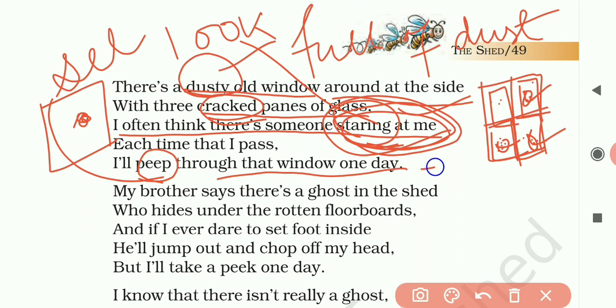Again he says, the little boy again curiously says, फिर से curiously कहता है कि I will peep through that window one day. एक दिन मैं ज़रूर इसको झांक के देखूंगा. One day I will try to see through the window, or I would try to see through the cracks of the glass panes and try to find out who is there inside it. Because he feels, वो feel करते हैं, that there is someone inside the house who is staring at him whenever he passes through that particular shade, right?